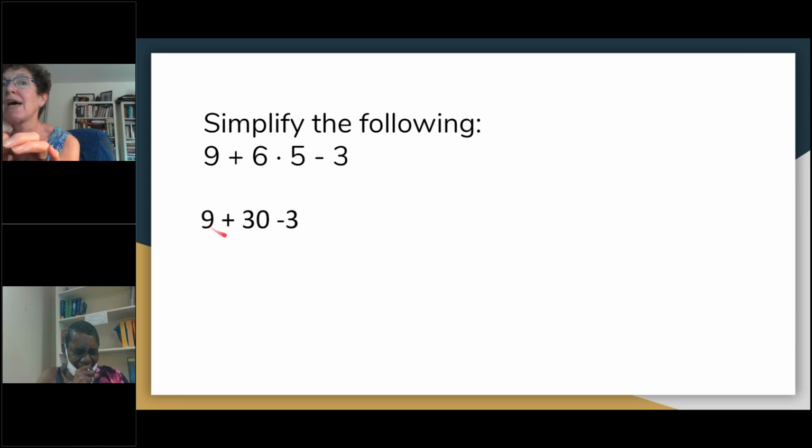Which do you think we should do first, 9 plus 30 or 30 minus 3? 9 plus 30. Yep, because it comes first on the left. Now we're doing it just like we would read a book. 9 plus 30 is 39. 39 minus 3 would be 36. Beautiful. So remember, we're doing the multiplication first, then going from left to right.